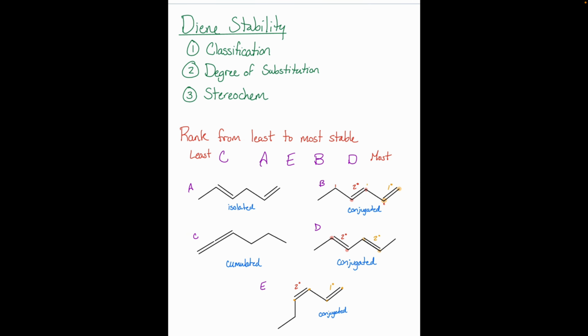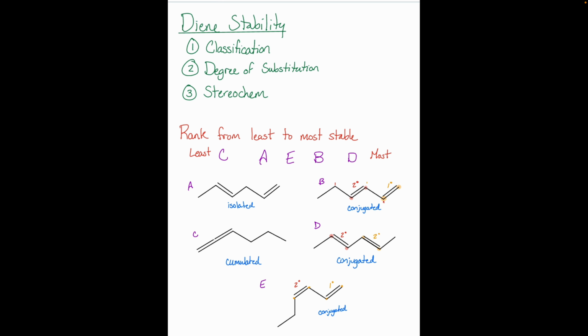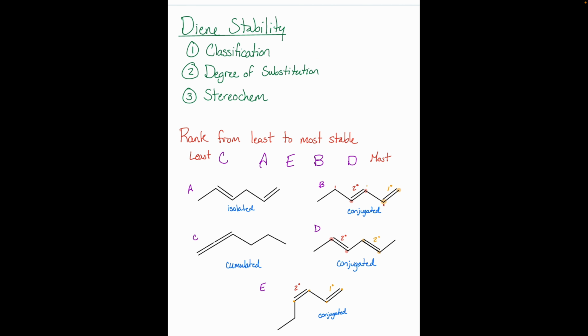Okay, so this list here is in order of importance. The first thing we're going to look at is classification. That's our coarsest level of being able to separate these out in terms of stability. Then, if they're tied in terms of classification, we'll look at degree of substitution. And if they're tied at both of those, then we'll go to stereochemistry. All right, this is how we're going to determine our diene stability. Cool. Okay. Next thing we're going to do, any questions before we move on?